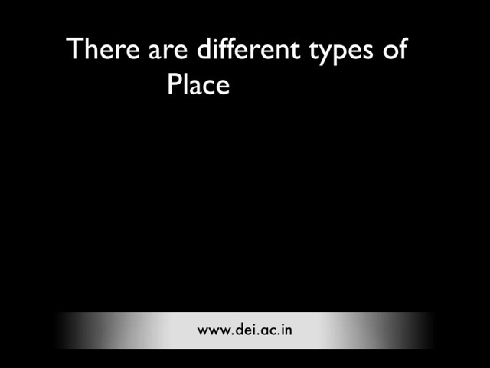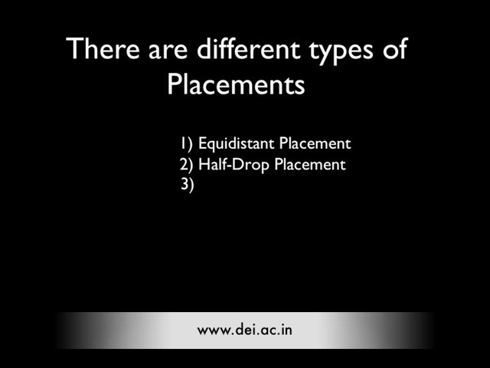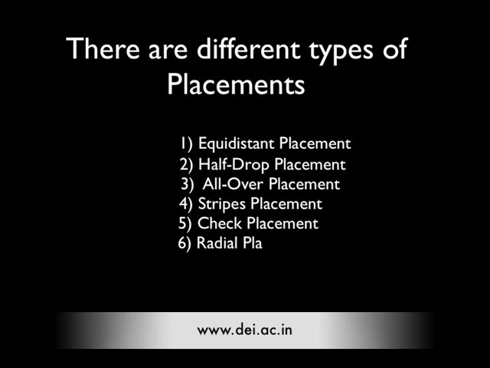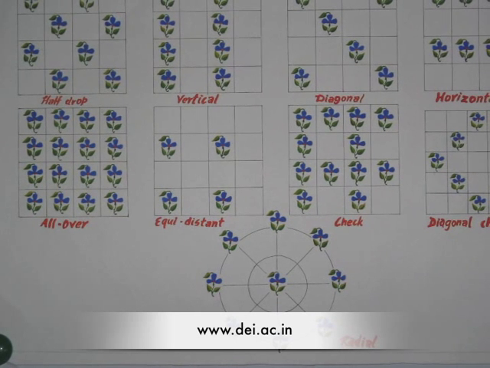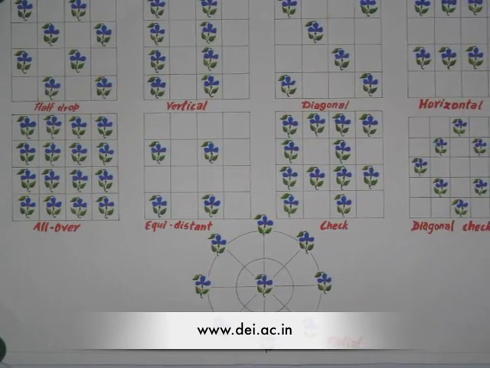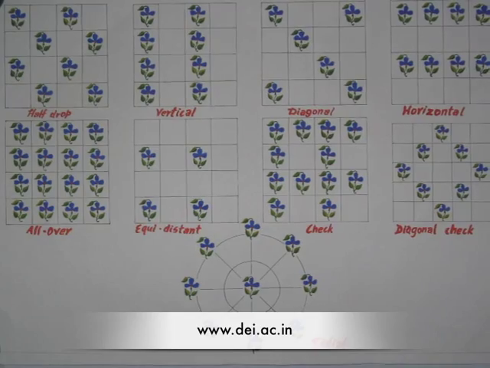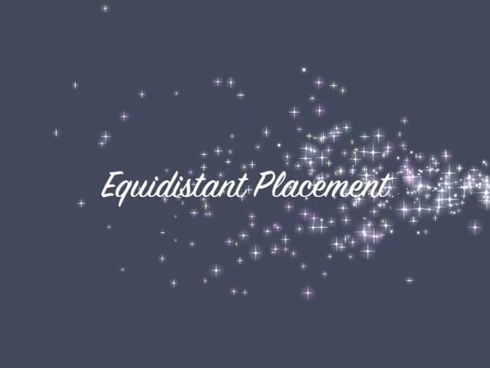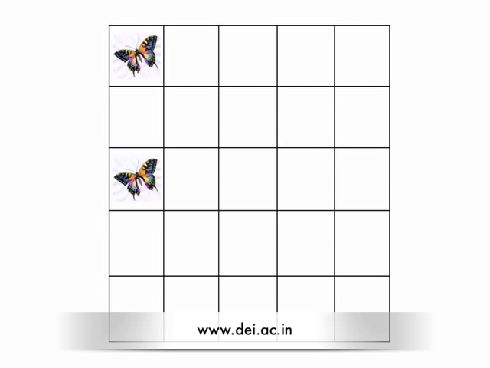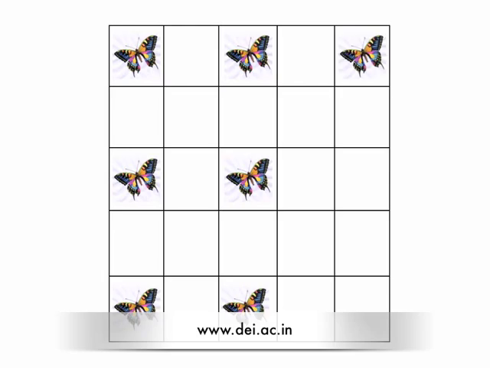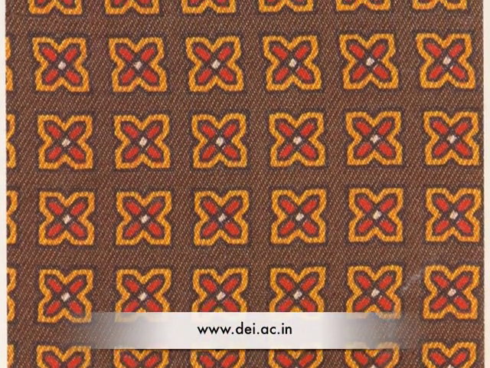There are 6 different types of placement. They are equidistant, half-drop placement, all-over placement, check placement, radial placement, horizontal placement, vertical placement. Now I am going to tell you about each placement we have. The equidistant placement: when the motifs are placed at equal distance on vertical or horizontal sides, it is known as an equidistant placement.